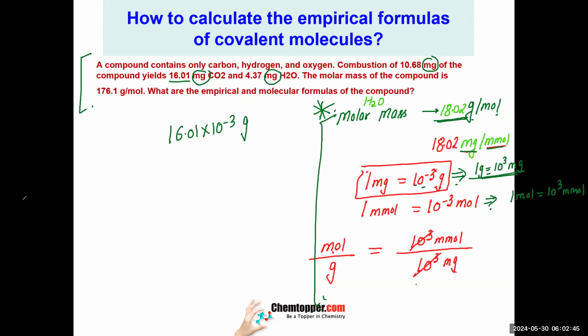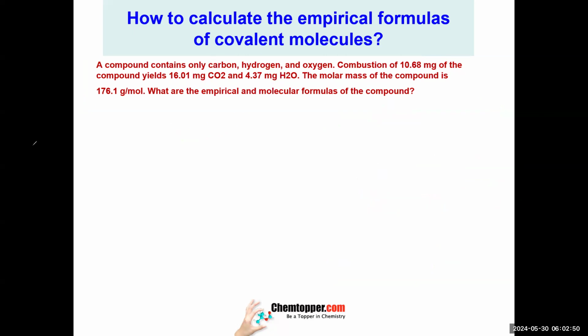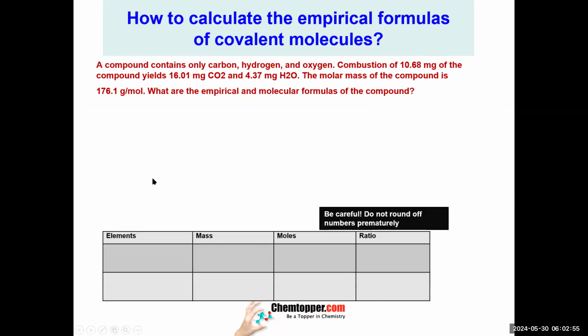Okay, ready for the question? A compound contains only carbon, hydrogen, and oxygen. So elements are given. So I'm listing the elements here. Carbon, hydrogen, and oxygen. 3 elements. Okay. The total mass of the sample is given. So mass of sample means the one on which you are doing this combustion analysis. You are burning it. Combustion.